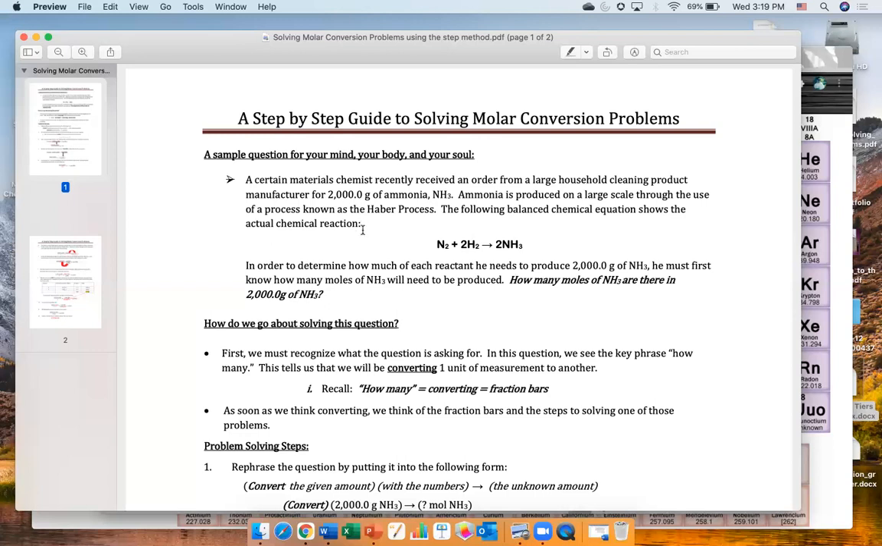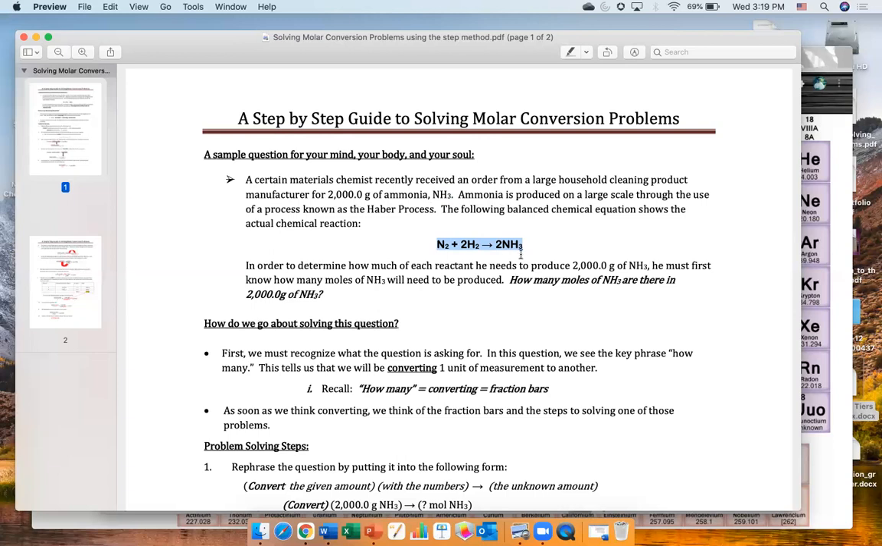So let's take a look at an example question here. We've got our chemist cook that is going to be cooking up a substance. A certain materials chemist recently received an order from a large household cleaning product manufacturer for 2,000.0 grams of ammonia. This is the chemical substance, ammonia, and that's the chemical formula for ammonia. Ammonia is produced on a large scale through a process known as the Haber process. The following balanced chemical equation shows the actual chemical reaction. So what you see here is a chemist's recipe. This is the recipe that a chemist follows.